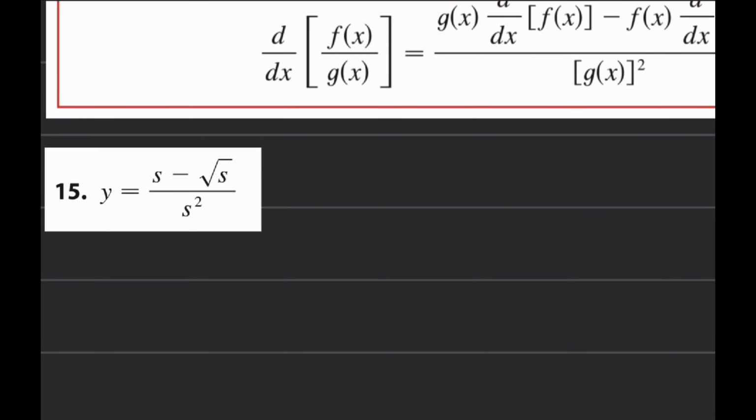Now we have y is equal to s minus square root s over s squared. Obviously there's multiple ways to do this, right? We could simplify it, right? Because these are both powers of s. But, with other functions, we wouldn't be able to do that. So we're going to just try to use the quotient rule here.